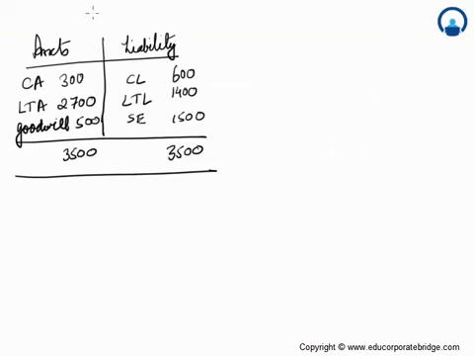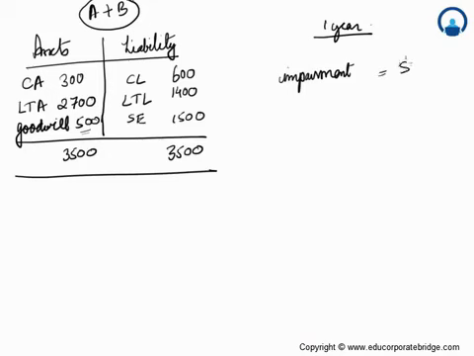Now this is the earlier balance sheet which we looked at for the combination of A plus B, where we used the purchase method of accounting. We saw that the goodwill was 500. Let's say after 1 year there has been an impairment of goodwill to an extent of $100. How will this get reflected in the balance sheet as well as in the income statement?